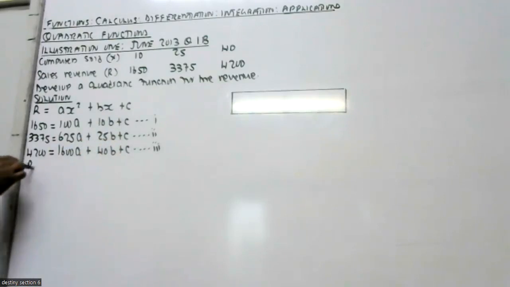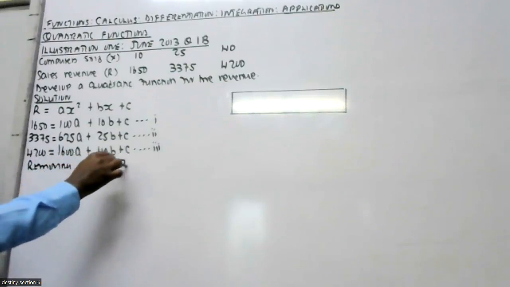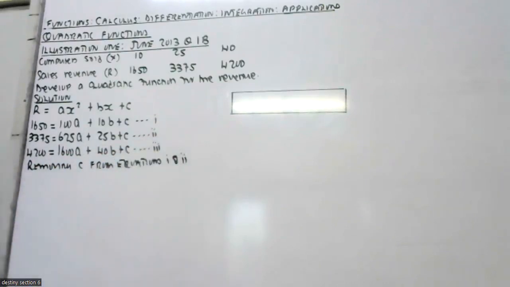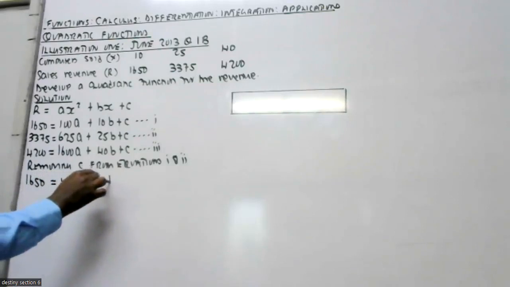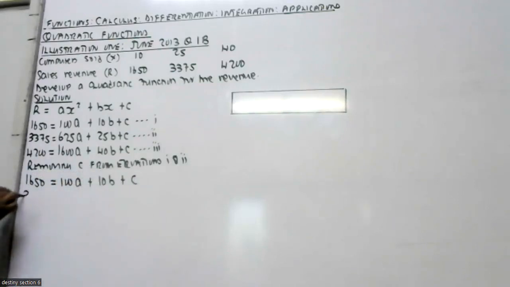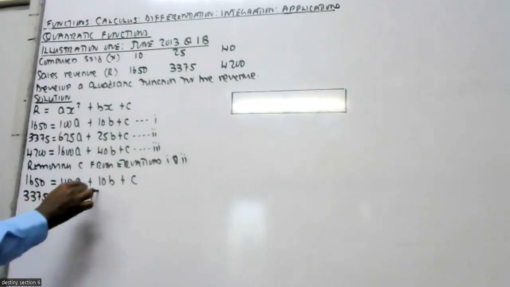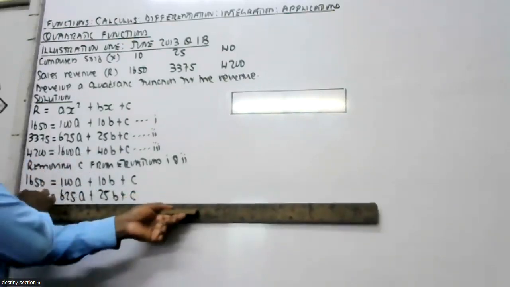So we will say removing C from equations 1 and 2. I'm going to have 1650 here being equal to 100A plus 10B plus C. That 3375 is equal to 625A plus 25B plus C. Now, to remove them, you just subtract. Remove C, you subtract.